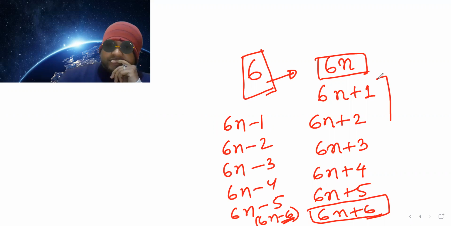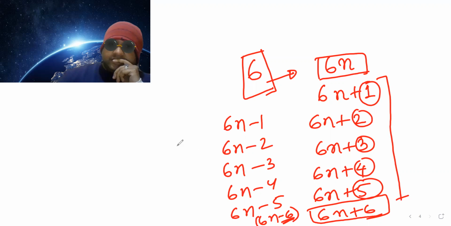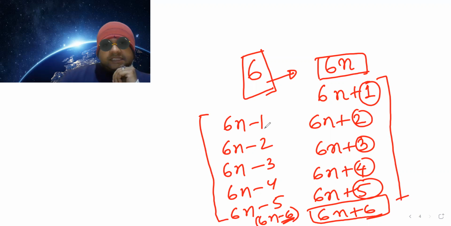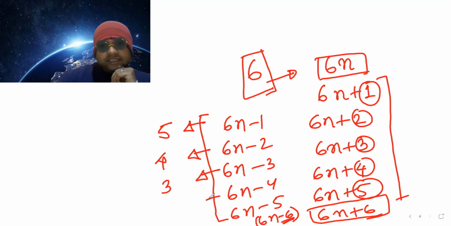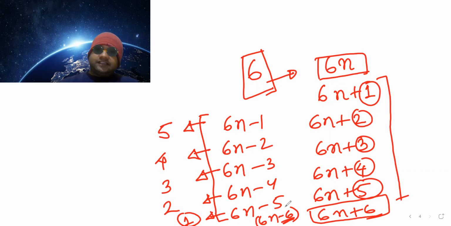While here it is very clear that the remainders will be 1, 2, 3, 4, and 5, in this series think about what the remainders will be. When we say the number is 6n minus 1, the remainder here is actually 5. The remainder here is 4, here 3, here 2, and here 1. Which means that 6n minus 5, depending on the value of n, can be expressed as 6n plus 1. So these two are the same expressions.